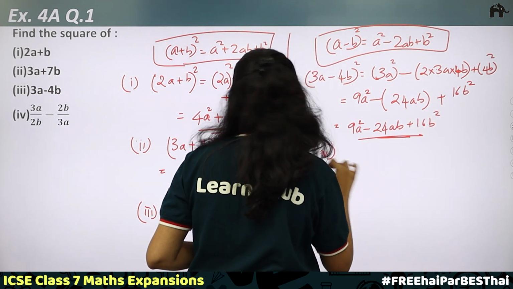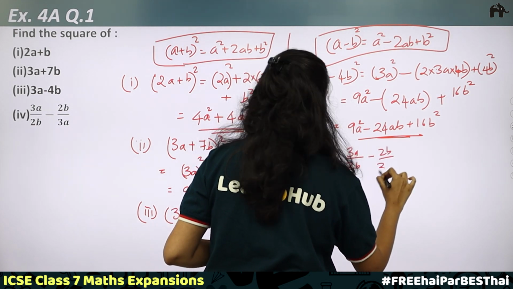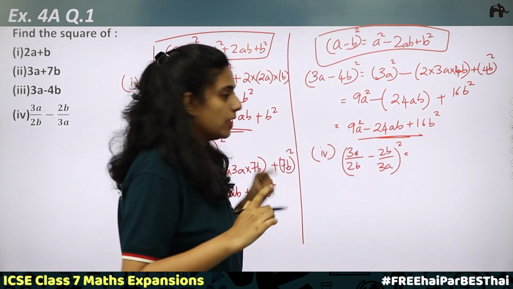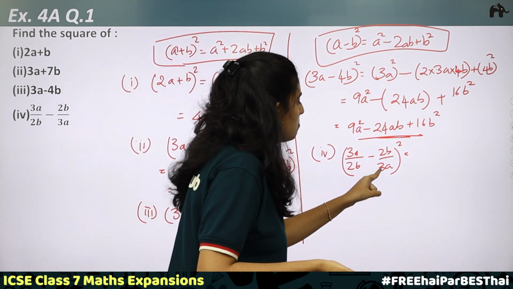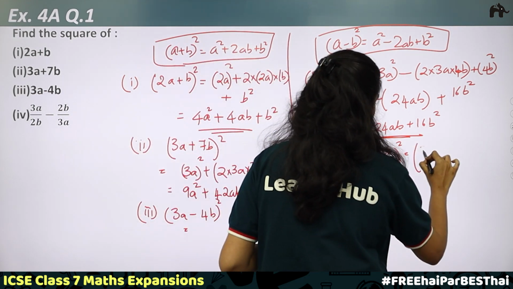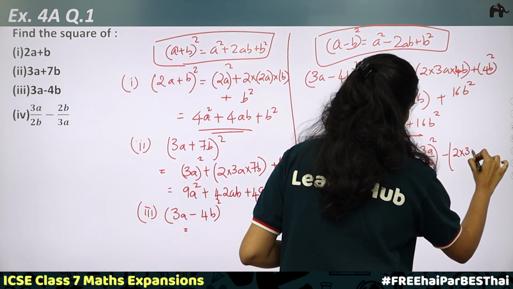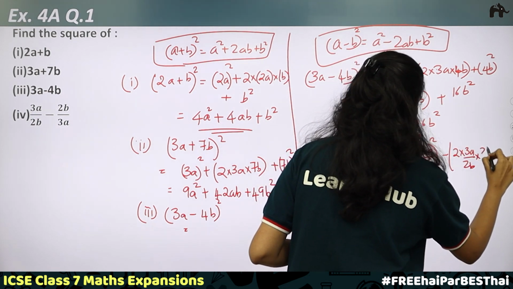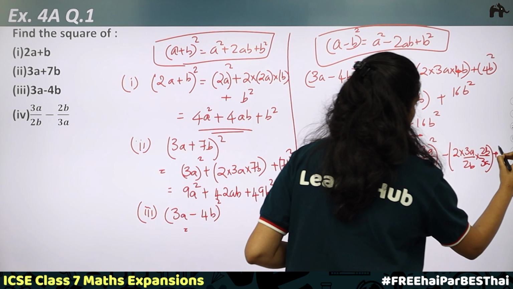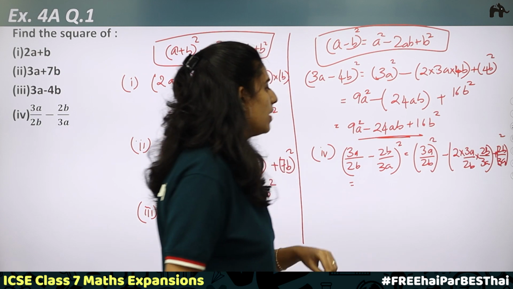Now the fourth one, 3a by 2b minus 2b divided by 3a whole square. Here in place of a we have 3a by 2b and in place of b we have 2b by 3a. Okay, this is of the form a minus b whole square. Therefore a square, 3a by 2b whole square, minus 2 into 3a by 2b into 2b by 3a plus b square, that is 2b by 3a whole square.